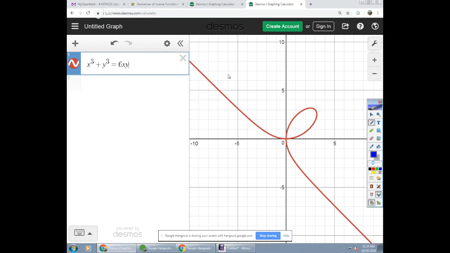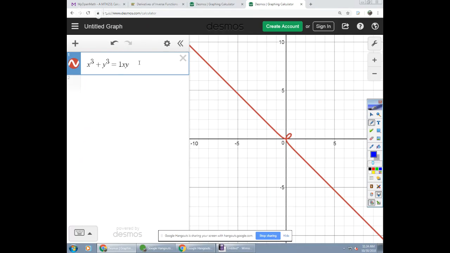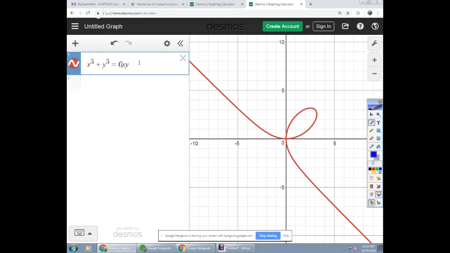What does the 6xy determine? That determines the size of the loop and the asymptote, the slant asymptote here. So if I made that 6 something else like a 9 or a 1, you get a different size loop and you get a slightly different asymptote. Okay. All right, so I'm going to go with this one right here.